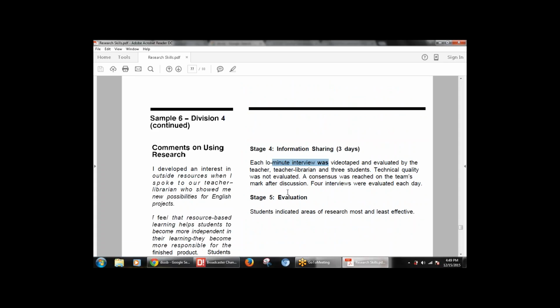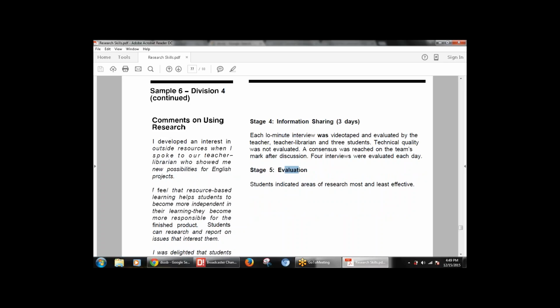Then the next is information sharing, that is for 3 days. Every 2-minute interview was videotaped and evaluated by the teacher, the teacher librarian, and the 3 students. Then the last stage is stage number 5, evaluation, in which the students indicated the areas of the research that were most and least effective. That is, what is the most effective area and what is the least effective area.